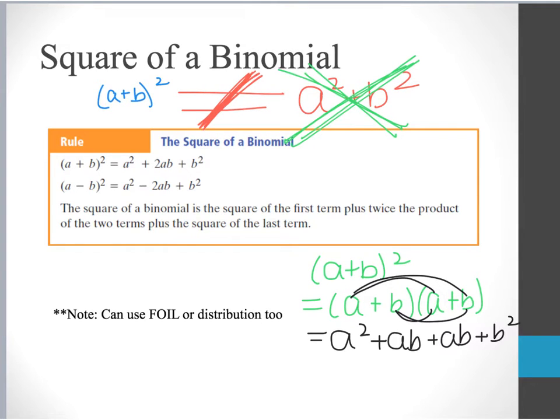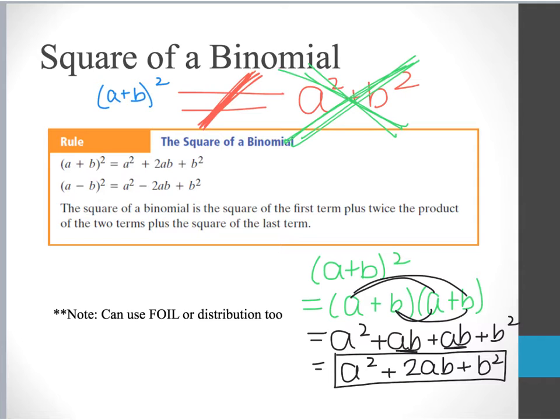So I end up with this right here. When I collect my like terms, I end up with a squared plus an ab plus another ab, so that gives me 2ab plus b squared. And this is my final answer. As you can see, that is very different than just a squared plus b squared. So please, again, do not ever do this. And we're going to just scribble that right off.